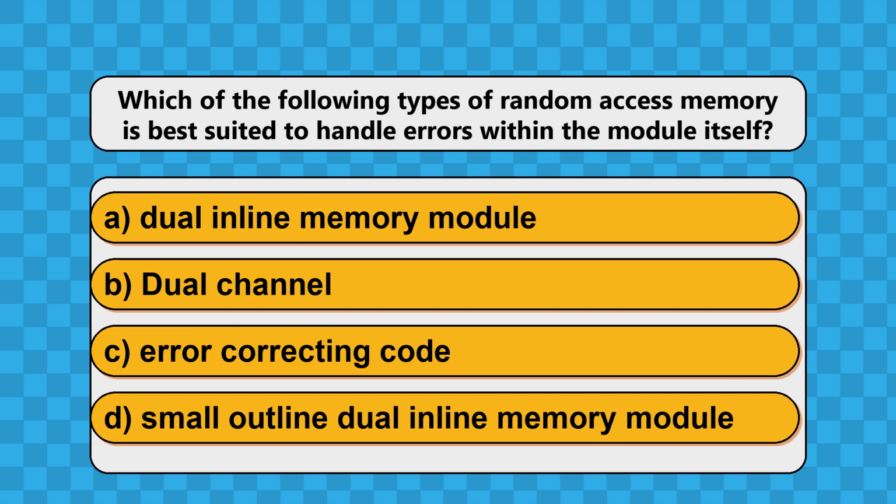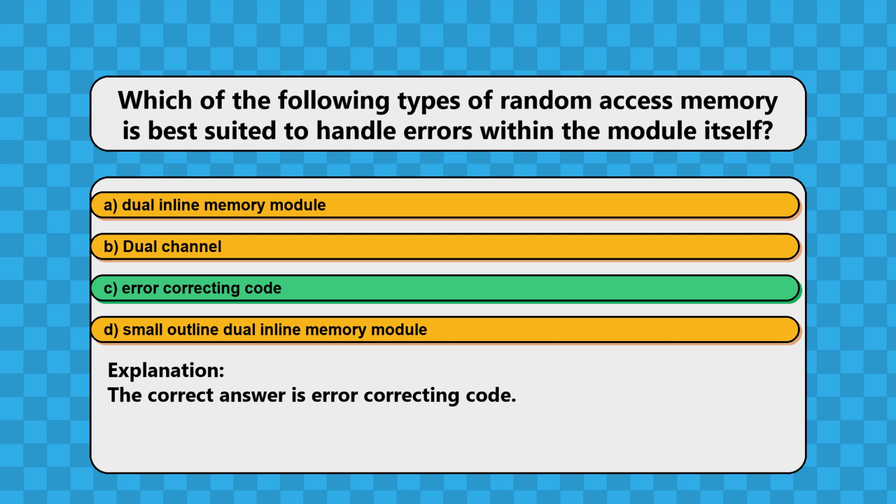Question 46. Which of the following types of random access memory is best suited to handle errors within the module itself? Option A, dual inline memory module. Option B, dual channel. Option C, error correcting code. Option D, small outline dual inline memory module. The correct answer is option C, error correcting code.